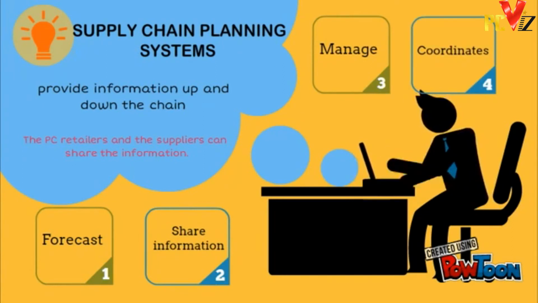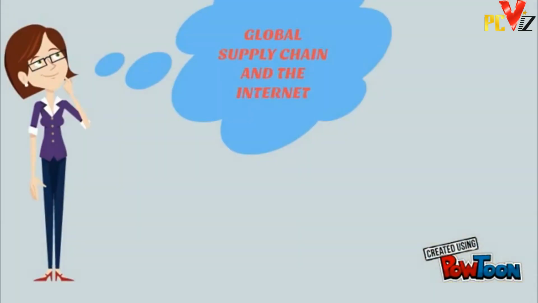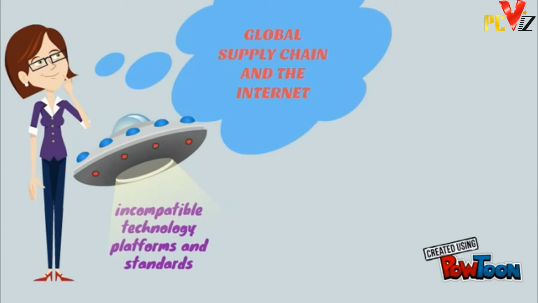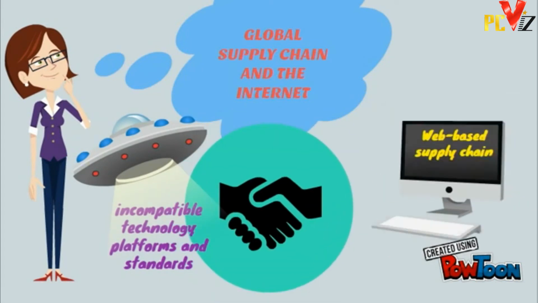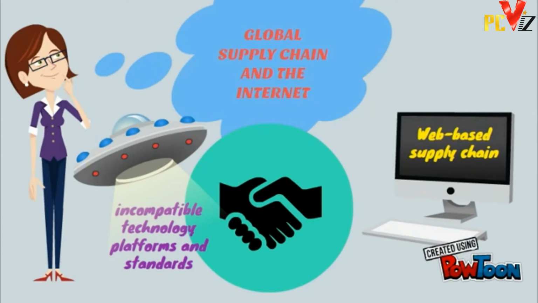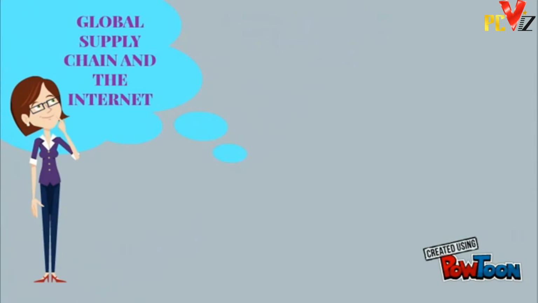Before the internet, it was difficult to share information with the external supply chain partners, because the systems of suppliers, distributors, or logistics providers were based on incompatible technology platforms and standards. With internet technology, a manager can use web-based supply chain systems to manage and to collaborate with business partners. The internet provides information and helps organizations to monitor business, using browsers, portals, and web-based supply chain systems.